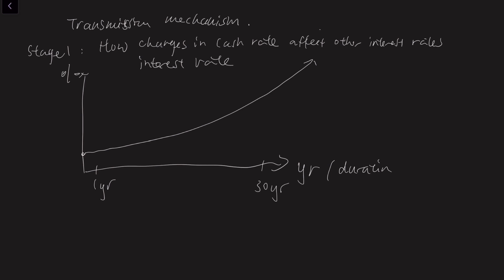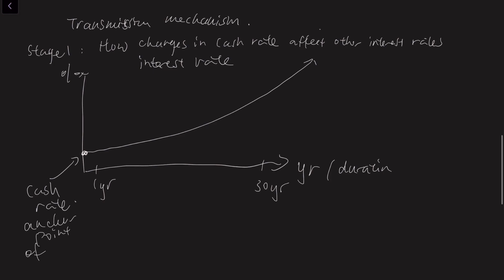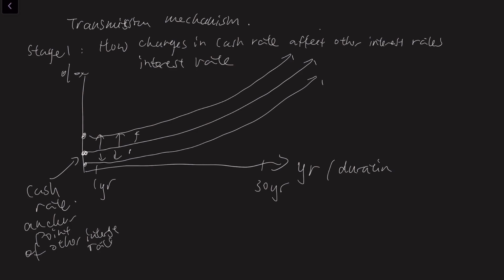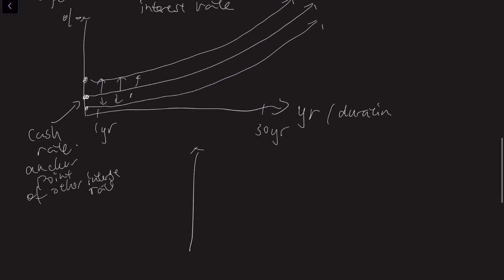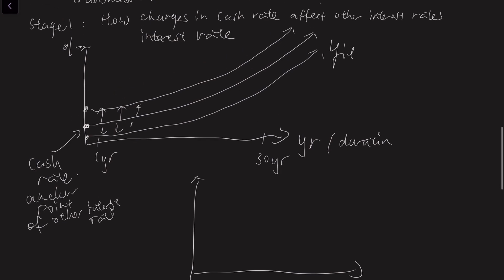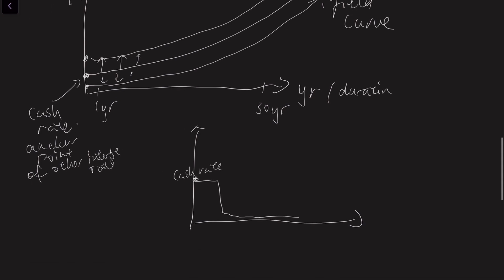And the shortest duration of interest rate is the cash rate. And the cash rate is the anchor point of other interest rates. So when the cash rate increases, it drags up other interest rates. When it decreases, it drags down other interest rates. So that's why we call it the anchor point. Because suppose the yield curve looks like this. So this is the cash rate, and this is the longer-year bond.